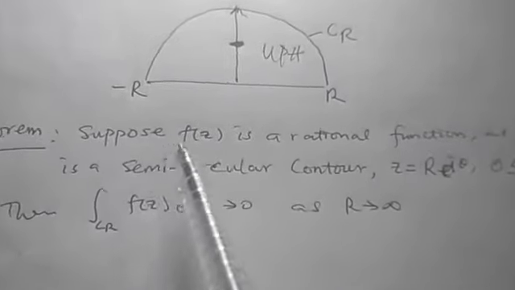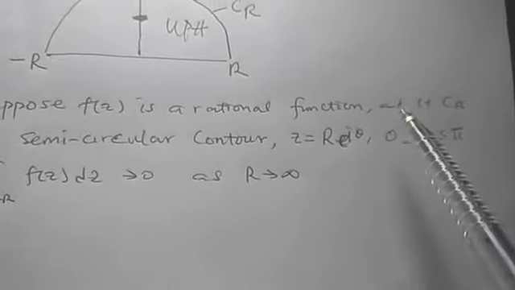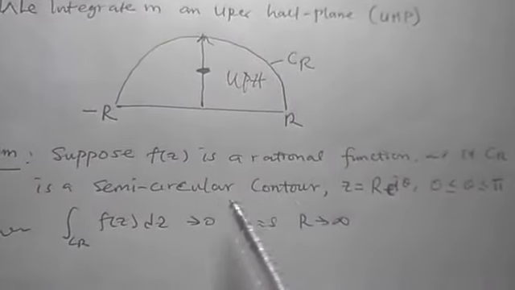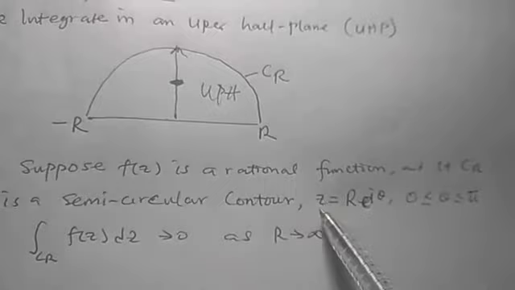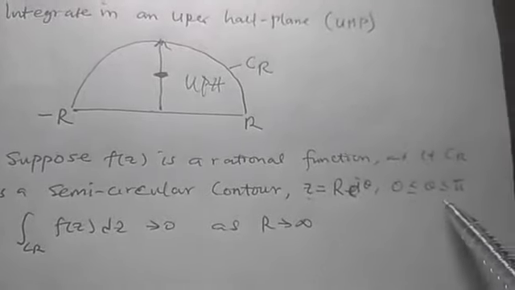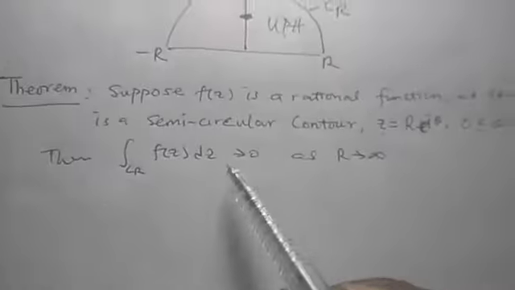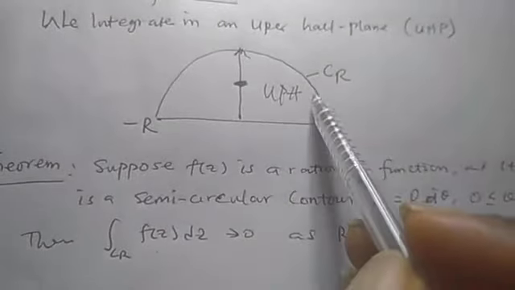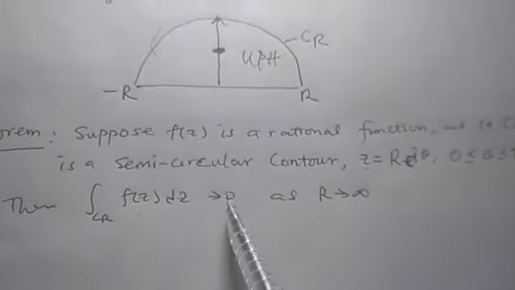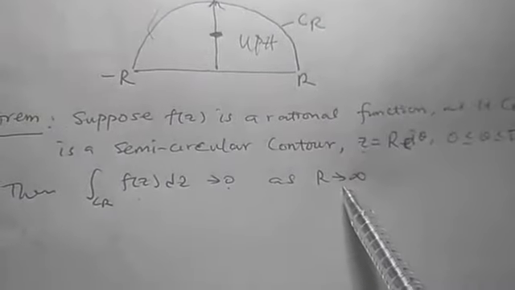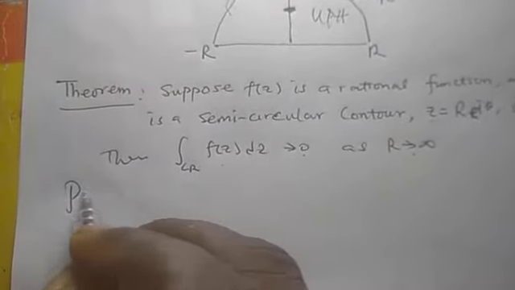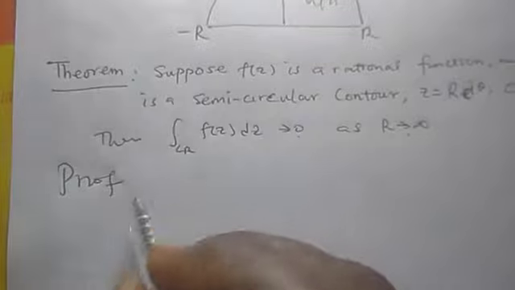We have the theorem here. Suppose f of z is a rational function, and we say that if C_R is a semicircular contour, we let z is equal to this, where 0 is less than theta is less than pi. Then the integration along that C_R, this curve here, will be 0 as we tend R to be infinity. So this theorem is very, very important. It's a thing we can prove.